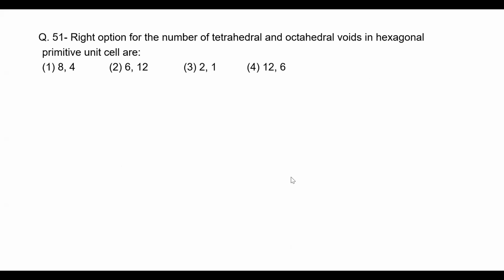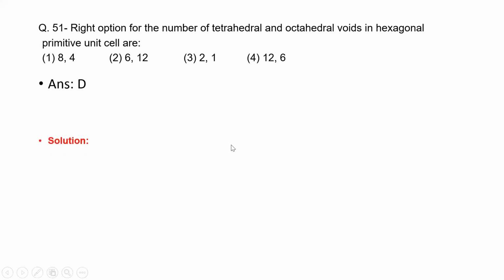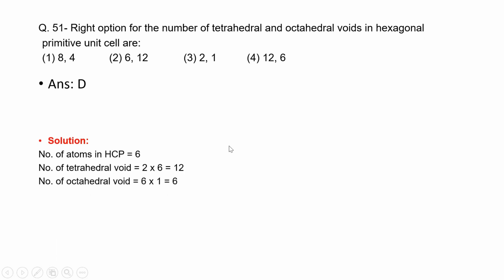So the first question, question number 51. Right option for the number of tetrahedral and octahedral voids in a hexagonal primitive unit cell. We know the number of atoms present in a hexagonal unit cell will be 6. So the same number of octahedral voids, that means 6 octahedral voids, and double the number of tetrahedral voids will be there, so that will be 12. So 12 and 6 will be our answer, and that is there in option 4. So that is question number 51.